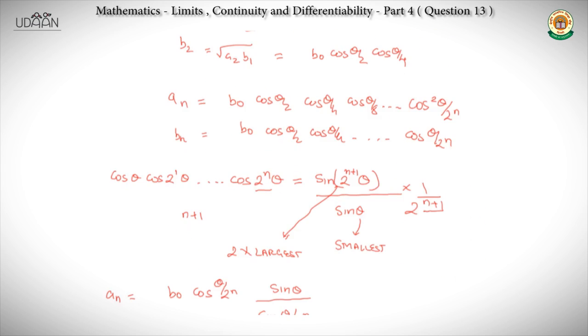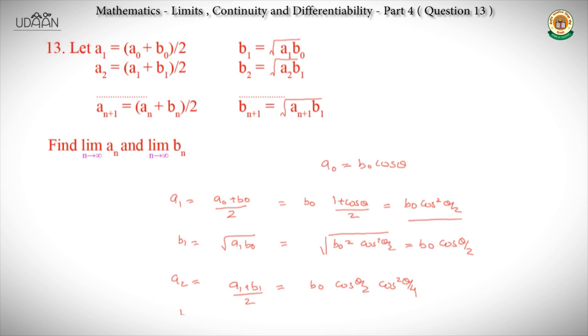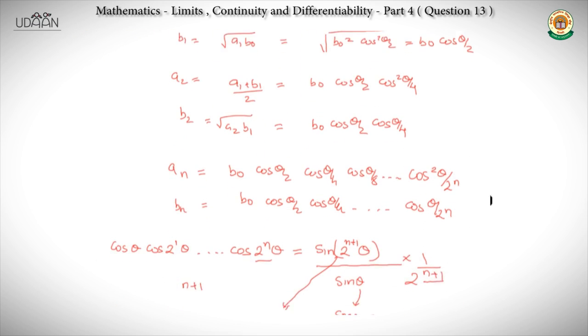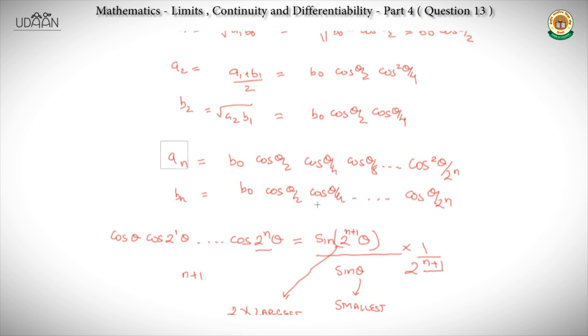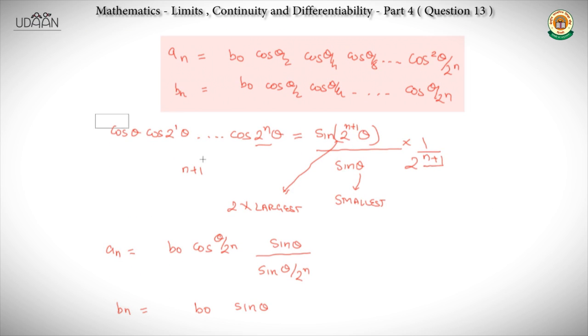Perfect. So thanks a lot. Let's look at the question again. What did we use initially? We thought of this substitution, a naught is equal to b naught cos theta, which helped us pretty much. We found out that there was a trend going on from A1, B1, A2 when we substitute this expression. So we found the general form of AN and BN, and after that we remembered this formula, which is pretty important.